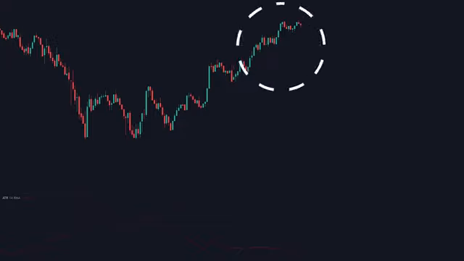Now, why is it important to know the average candle size of the past 14 candles? The simple answer is knowing the recent volatility of the market. Let me show you an example.